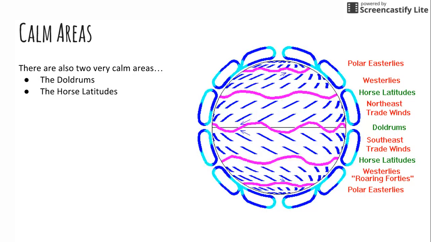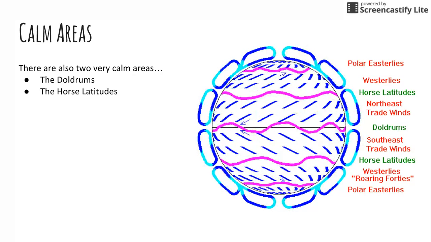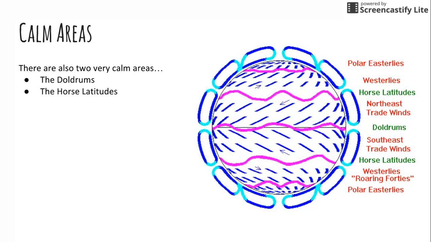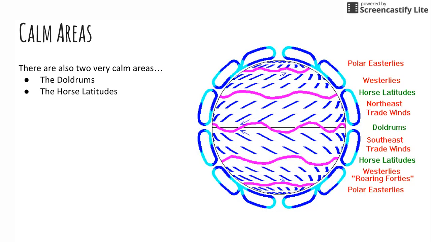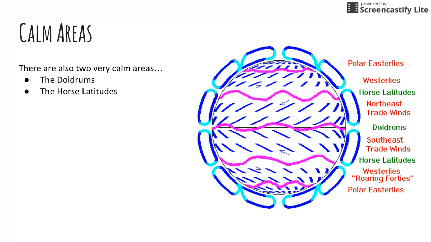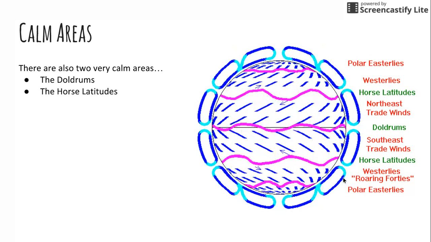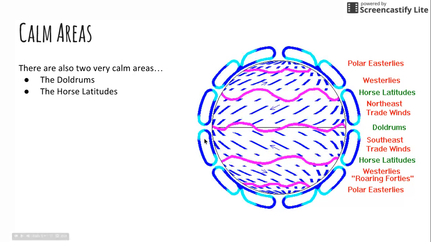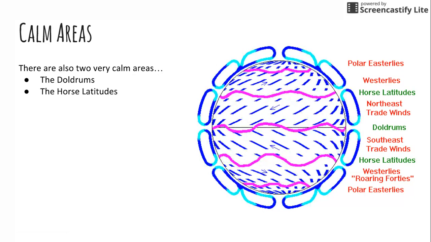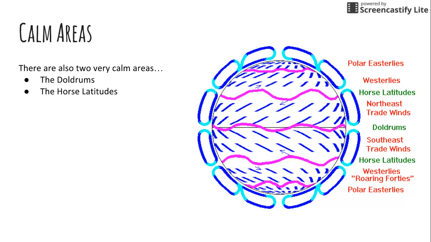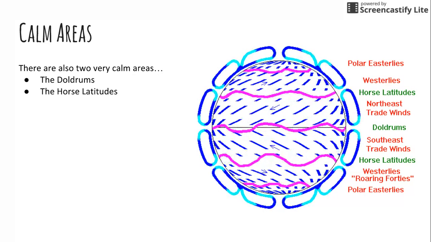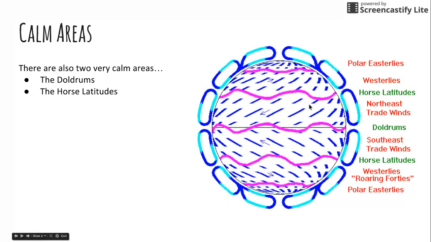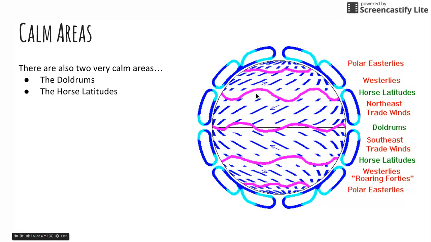There are also two really calm areas that we're going to talk about, and those are the doldrums and the horse latitudes. The doldrums are right on the equator between the trade winds, and it's that pink line in the middle that's labeled with the green subheading. So you see this line right here, and this is the doldrums. Then if you go to the lines on the outside of that, past the trade winds, now you're in the horse latitudes. These are also very calm areas, where you have this shifting of direction, so you get a more stagnant area.